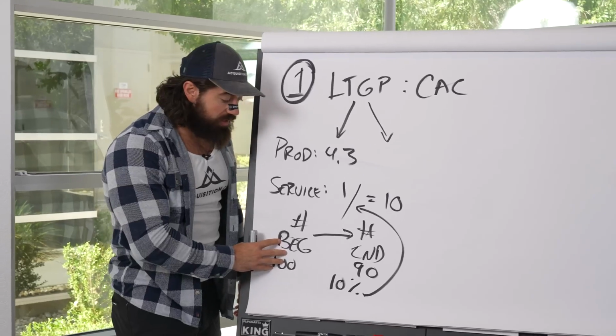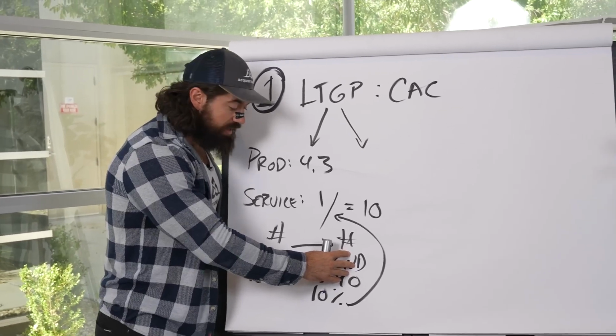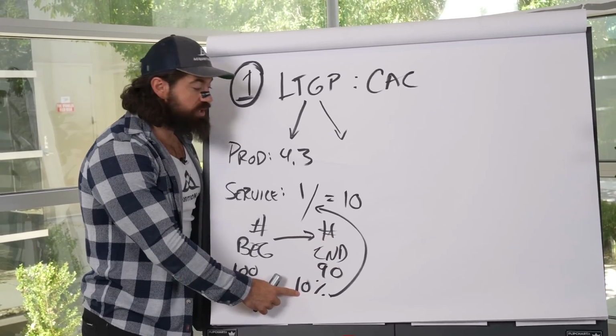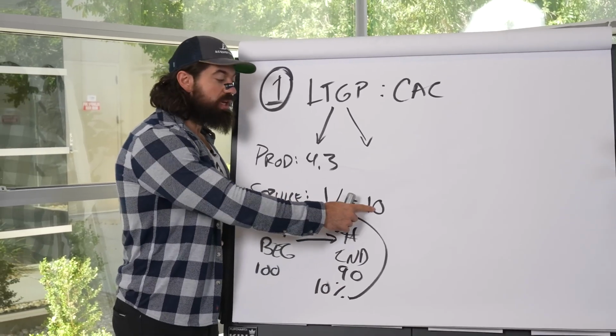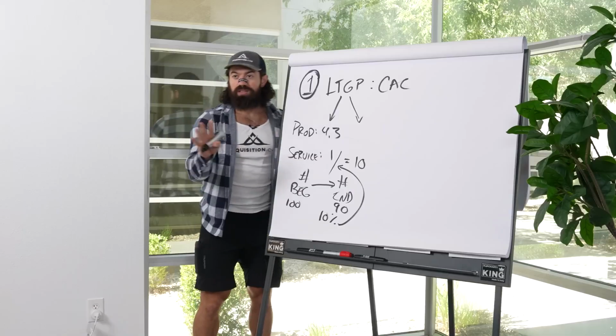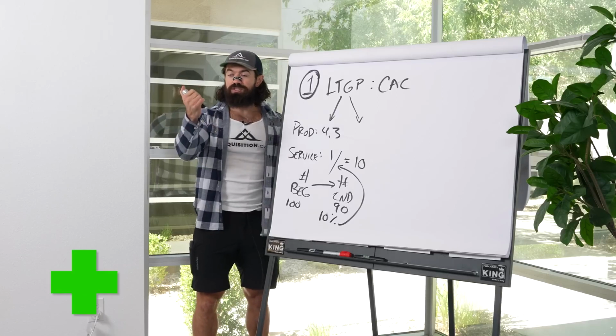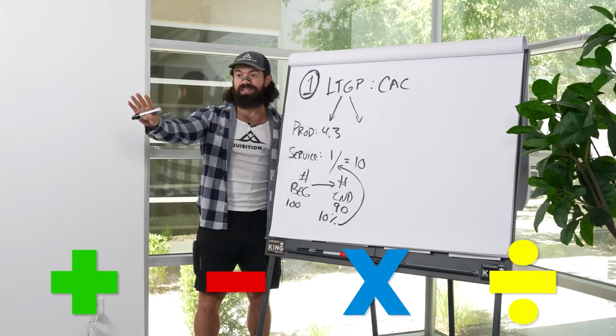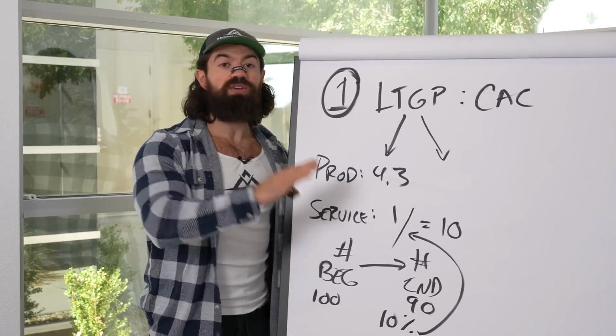Number of people at the beginning, 100, number of people at the end, 90, I lost 10, meaning I have a 10% churn. 1 divided by 10% equals 10. So the average number of months that someone stays is 10 months. Everything that I'm gonna show you today is stuff that you can do: addition, subtraction, multiplication, or division. There's nothing else. You don't have to be a genius to learn how to invest or build a business.